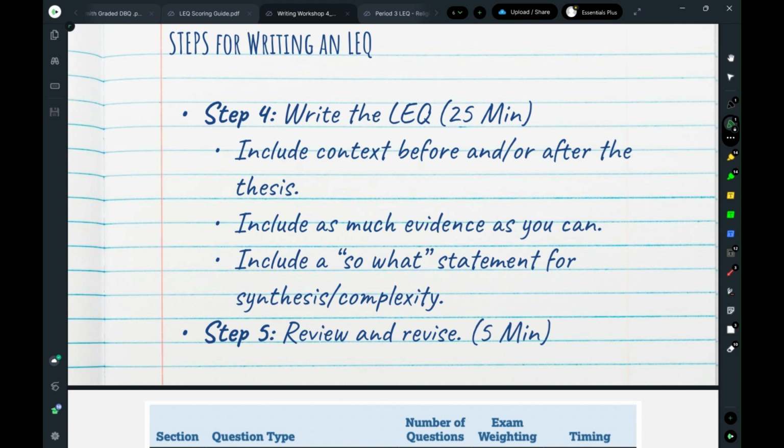And at the end, you want to include a so what statement. This is that last point. So remember that when I say so what. Include a so what statement for synthesis and complexity. Write for 25 minutes and then review your answer and revise for 5 minutes. And that's a total of 40 minutes. This, I think, works with practice. When you do this first one, you're going to sit down and start writing, and you may not be a paragraph in, and it'll already be 40 minutes. And that's okay. But as you practice this and as you do these, you'll get better at the timing.